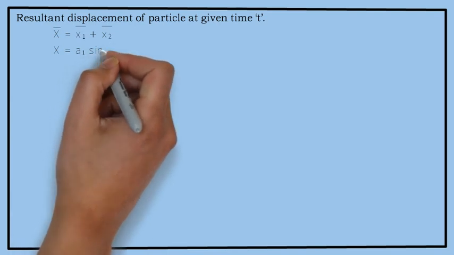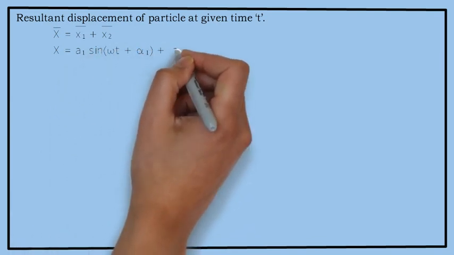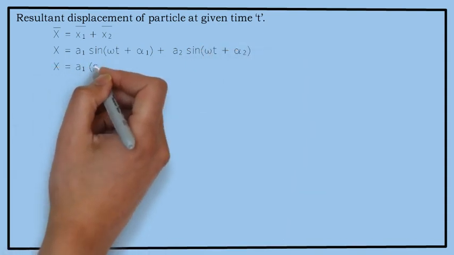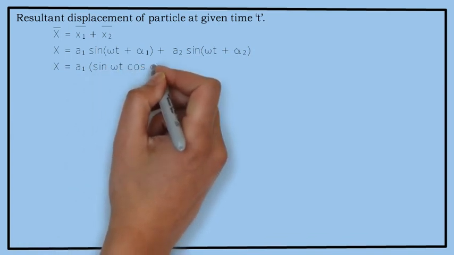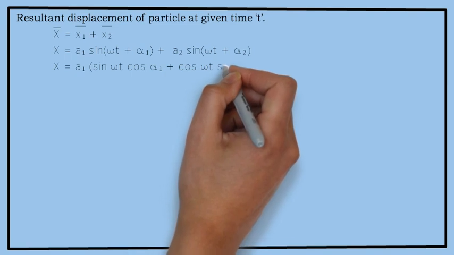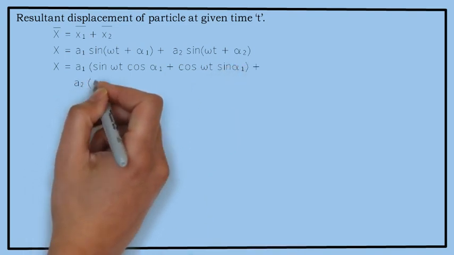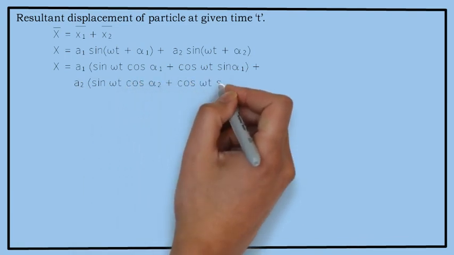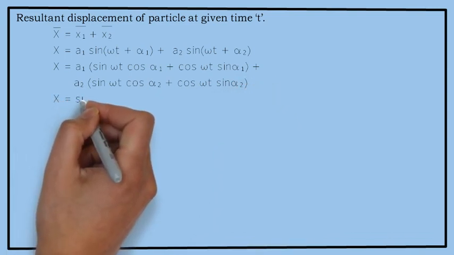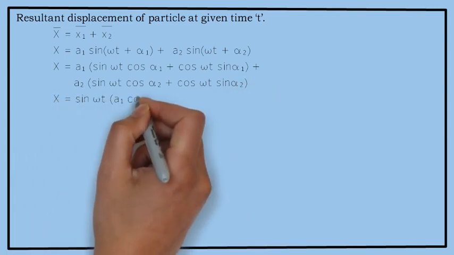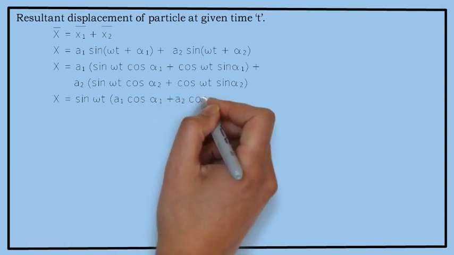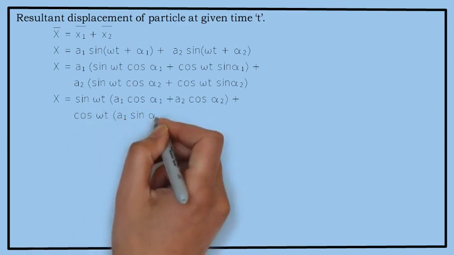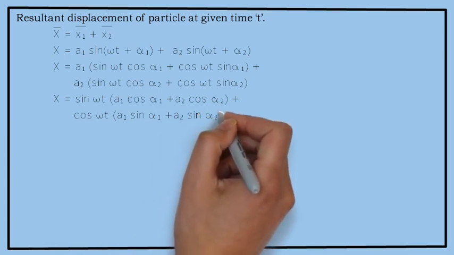Now x1 is known to me, that is a1 sine omega t plus alpha 1, and x2 is equal to a2 sine omega t plus alpha 2. Now you know how to open the sine bracket, sine a plus b, that is sine a cos b plus cos a sine b. In the similar fashion, I will open this bracket as a1 into sine omega t cos alpha 1 plus cos omega t sine alpha 1, plus a2 into sine omega t cos alpha 2 plus cos omega t sine alpha 2. Now what I'm doing here is I'm taking out sine omega t common, and what is left in the bracket is a1 cos alpha 1 plus a2 cos alpha 2, and from the second I'm taking cos omega t common. So what is left in the bracket is a1 sine alpha 1 plus a2 sine alpha 2.